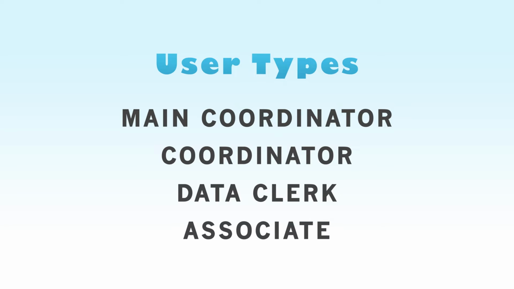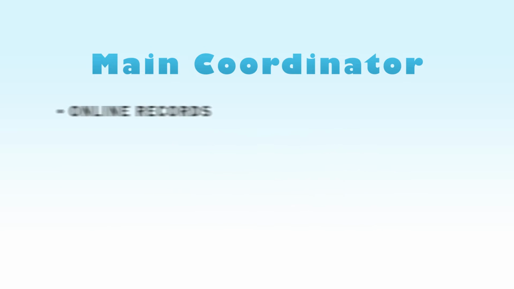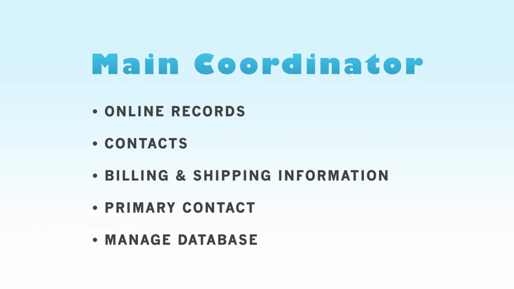Before we explain how to add any of these user types, we will help you identify the roles and responsibilities of all members of your team. Main Coordinator. This is the person in charge of the Imagination Library program and for keeping all online records, contacts, billing, and shipping information accurate and up to date. The main coordinator should also be the primary contact and the person managing the database.